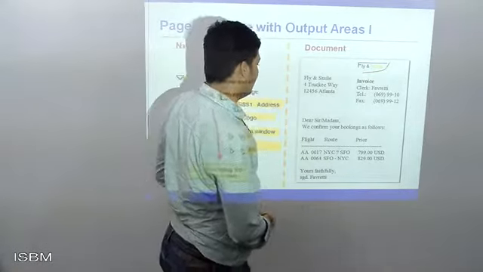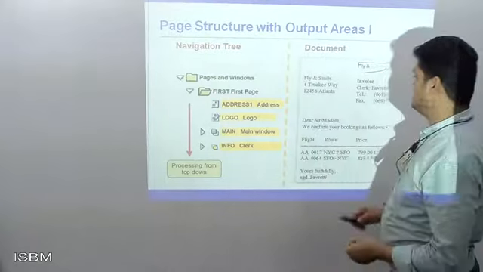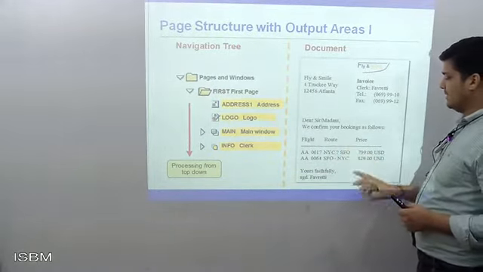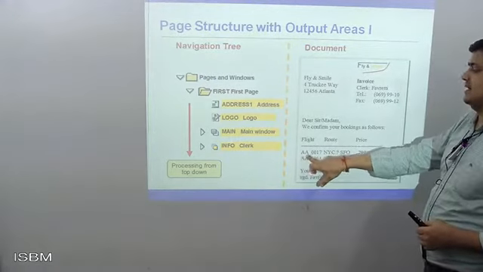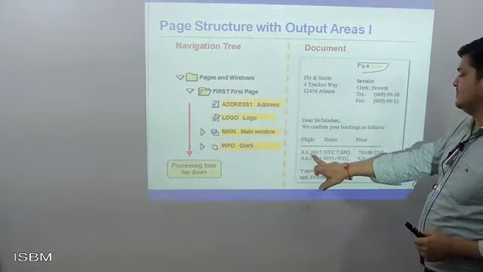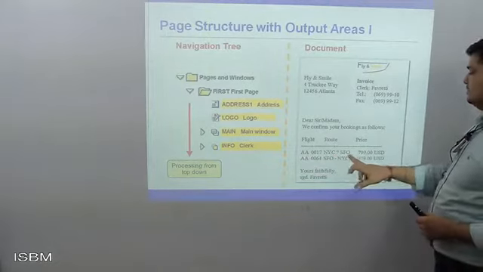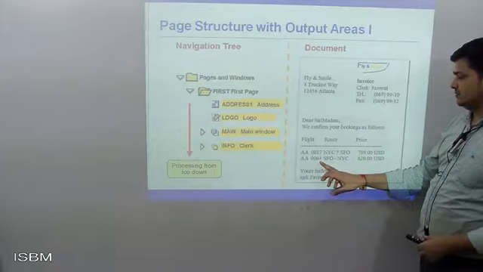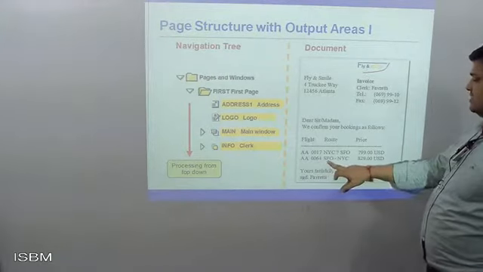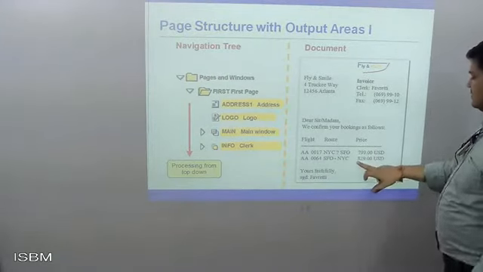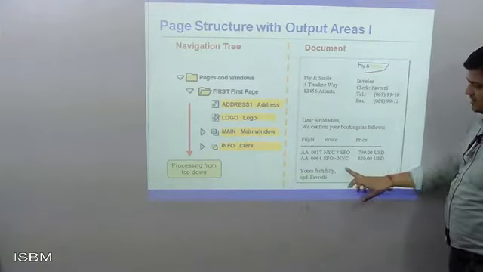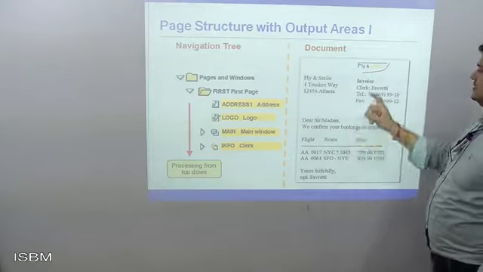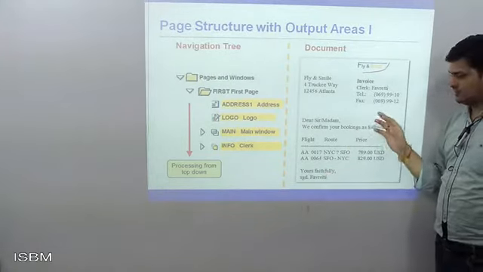So you can see all these things: dear sir, madam, we confirm your booking as follows: flight, route, and price. You can see the flight AA number; this is the flight number. This is the route, New York to SFO, price $799 USD, and then 0064, SFO to New York, so it is 829 USD. Thank you. February. This is your clerk name.